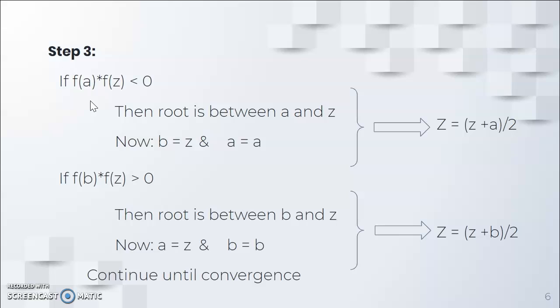This converges through step 3, where we compute f of a and f of z, and we see if it's less than 0. If it's less than 0, then that means that the root is in between a and b. This then changes the value of the midpoint. And then we also check for f of b and f of z if it's greater than 0. This means that the root is in between b and z. Then the midpoint changes accordingly. As the midpoint changes, the intervals become smaller and smaller and converges onto one point.